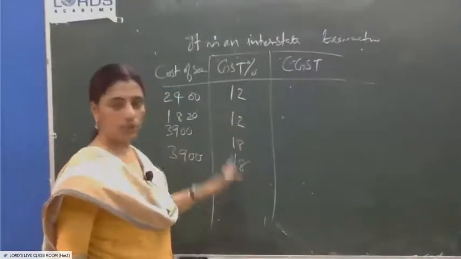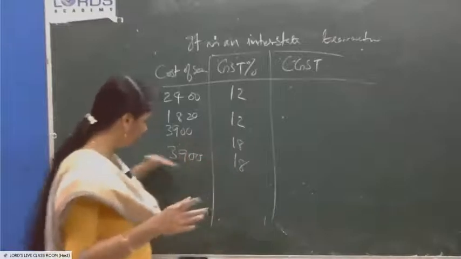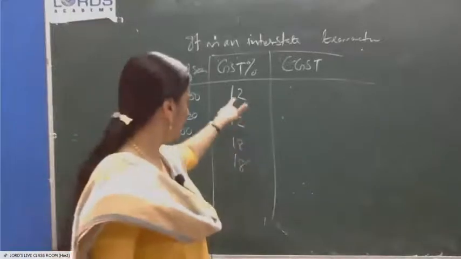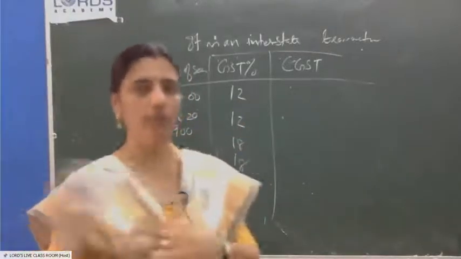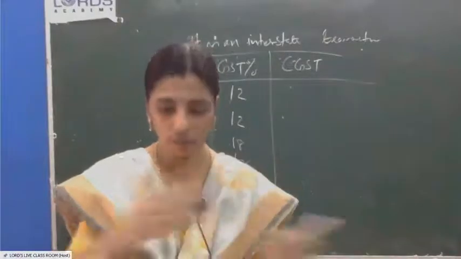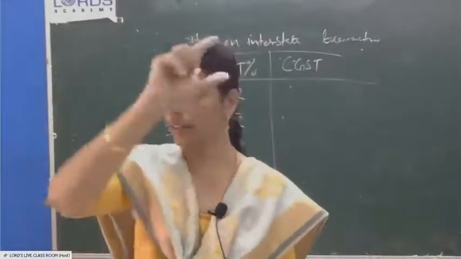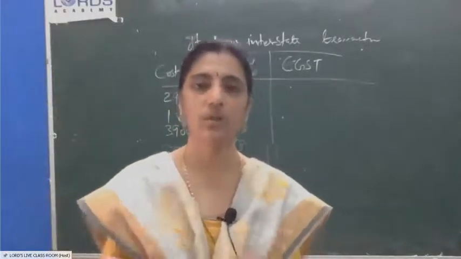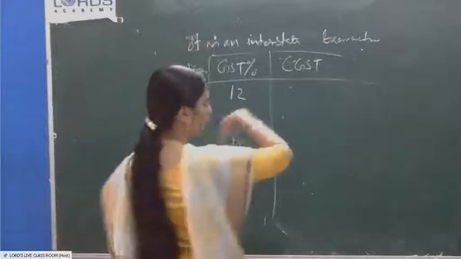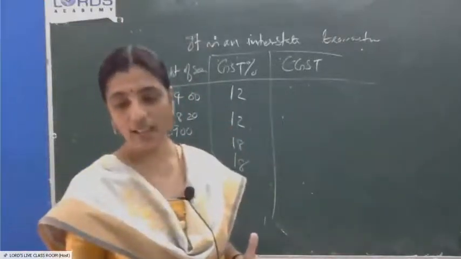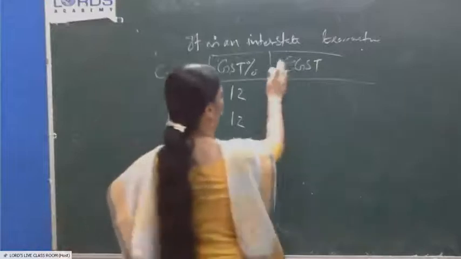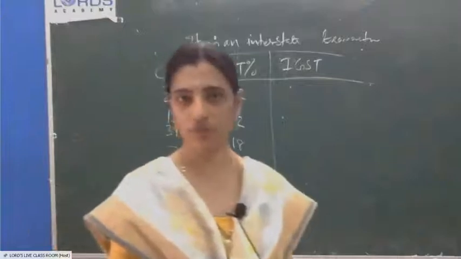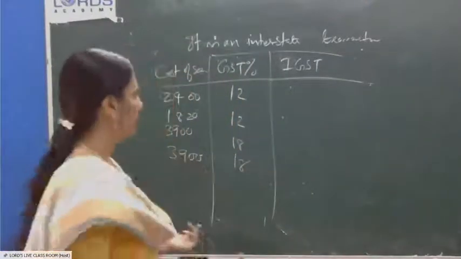If everything is 12 or everything is 18, that's okay, we can find the total amount and do it in one stretch. Here rates are different for these two, that's why we have to find for each. This is the first time we are doing this. Till now we were finding the total, and the GST was the same for all. Here GST is different, so for each you have to find. So IGST. Not CGST, IGST, sorry. This is IGST, integrated GST, which goes to the central government for interstate.